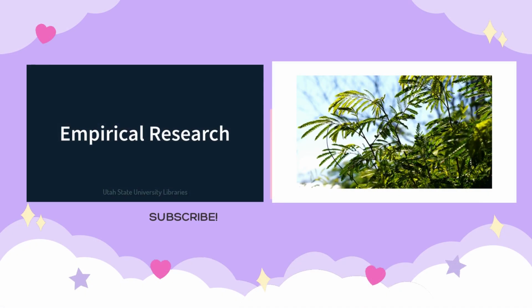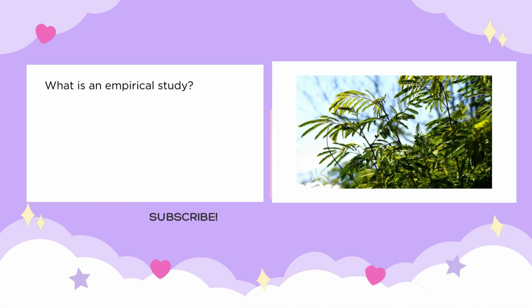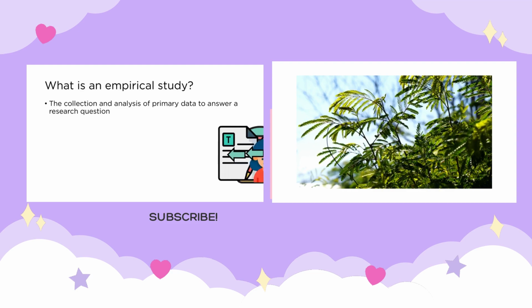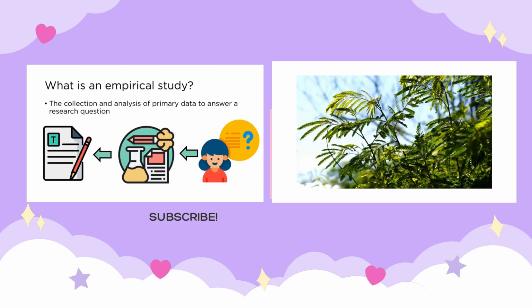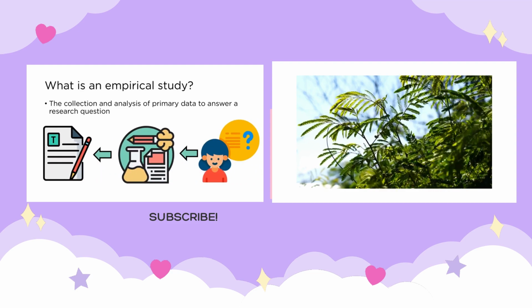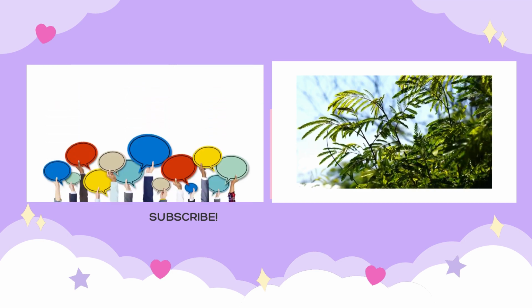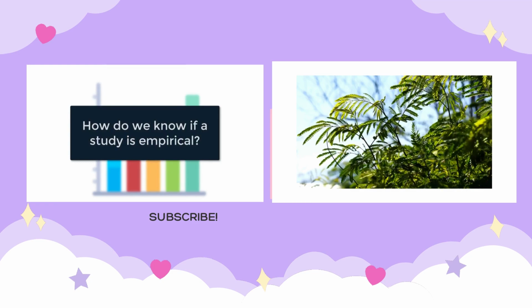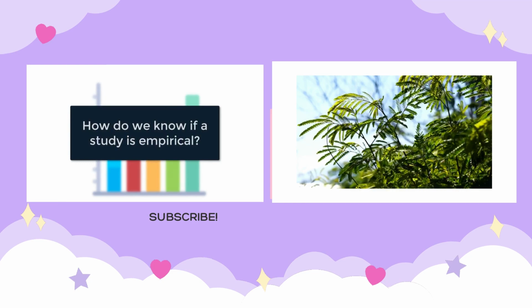What is an empirical study? Put simply, an empirical study can be defined as a collection and analysis of primary data to answer a research question. The study is then reported in an article by the researchers who conducted the experiment. How the experiment is carried out can differ in criteria, from qualitative to quantitative. However, all empirical studies include a number of things that can help identify them.